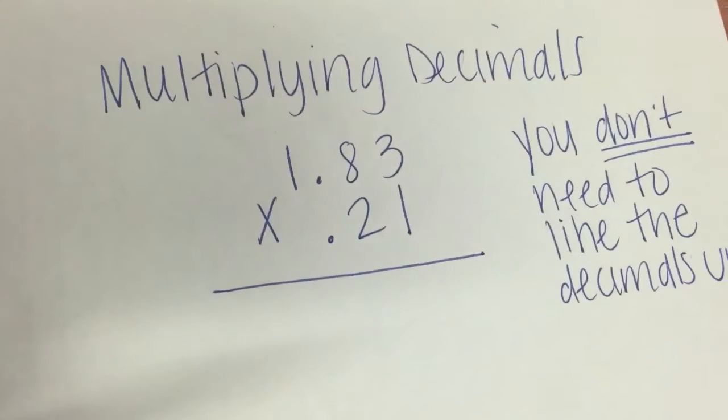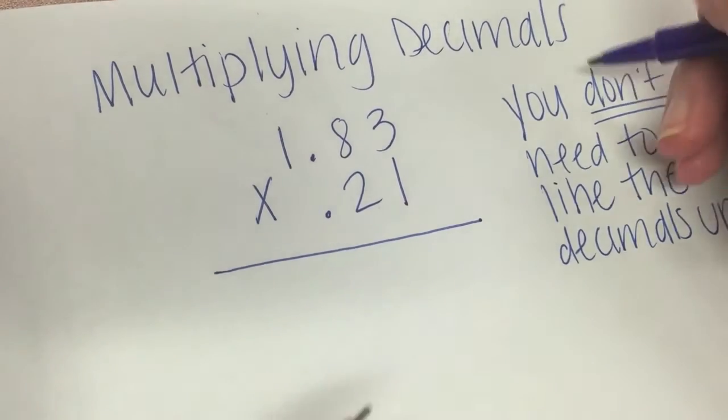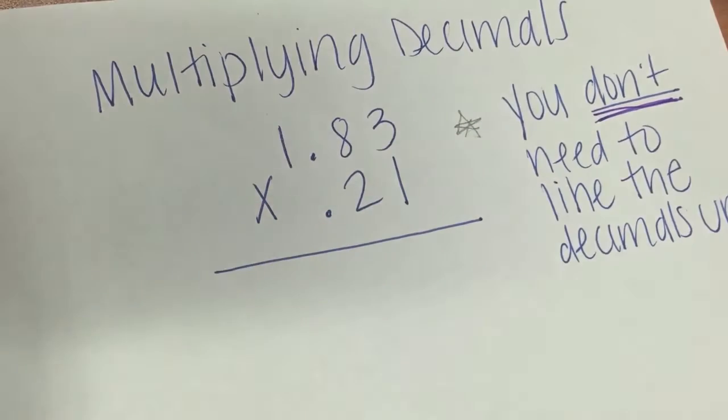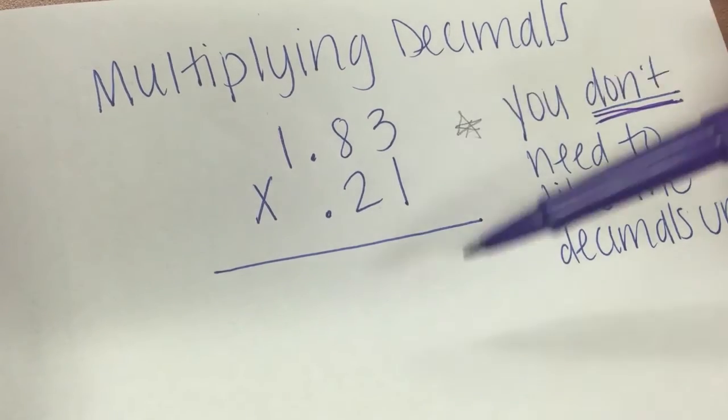So now, multiplying decimals. This is something you did last year. When you multiply a decimal, do not line up your decimal. As we put over here, you don't need to line up the decimal. I know in this problem it happened to line up, but you don't have to. So you're just going to pretend like that decimal's not even there, and we're just going to multiply like normal.